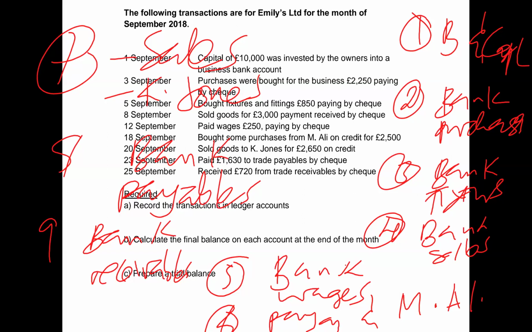Okay, so we were on 18 September, yeah? So there's no bank transaction there. Sold goods to King Jones for 2,500 on credit. There's sales and receivables. 23rd September, paid 1,630 to trade payables by check. So we paid, yeah, just like that.